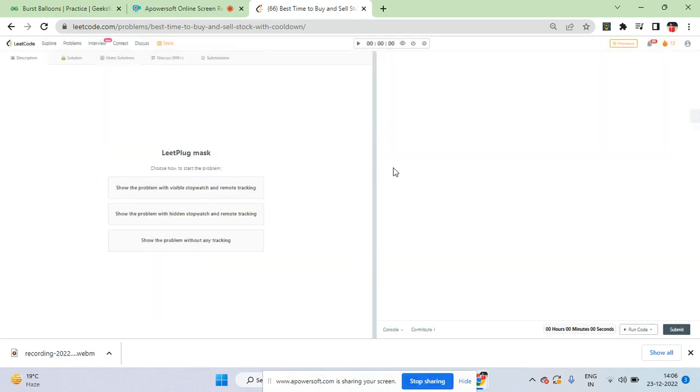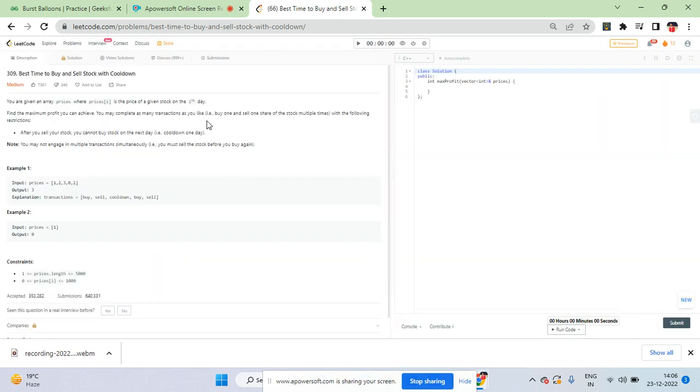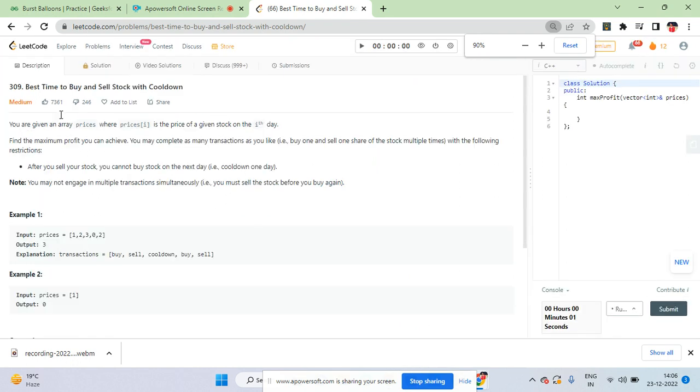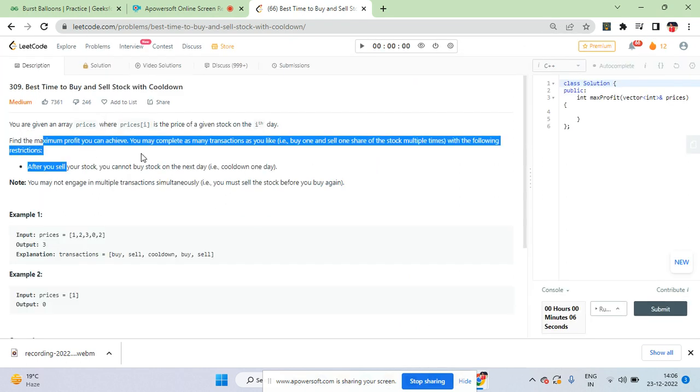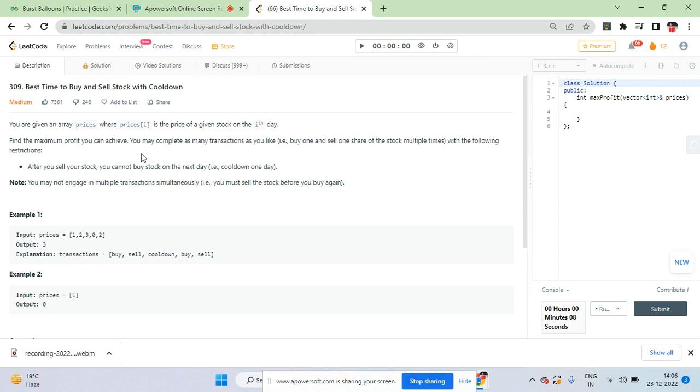You have been given an array of stocks that contains the prices of the stock on the ith day. You have to maximize your profit by completing as many transactions as you want. So you can complete one transaction, two transactions, or there is no limit on how many transactions you want to do.